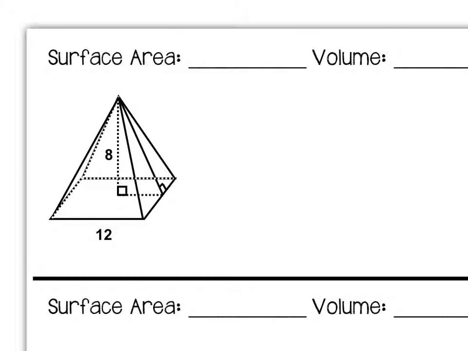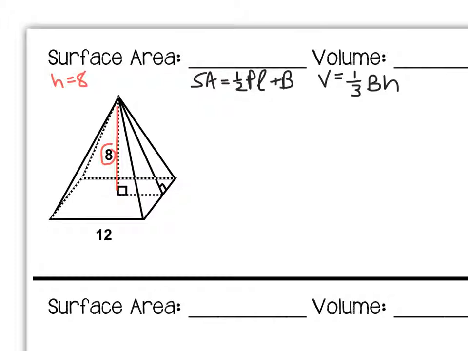Looking at this first problem, it wants us to find surface area and volume. So like always, I like to write my formula. Surface area equals 1/2 perimeter times slant height plus area of the base. And volume is going to be 1/3 area of the base times height. From my picture, my height is 8, so H is 8, and my side length is 12.